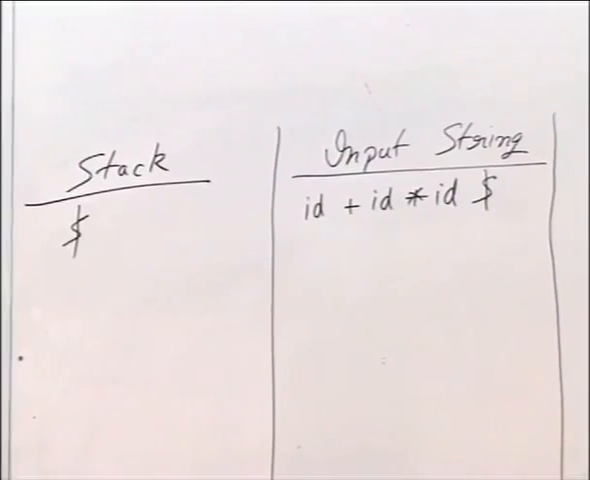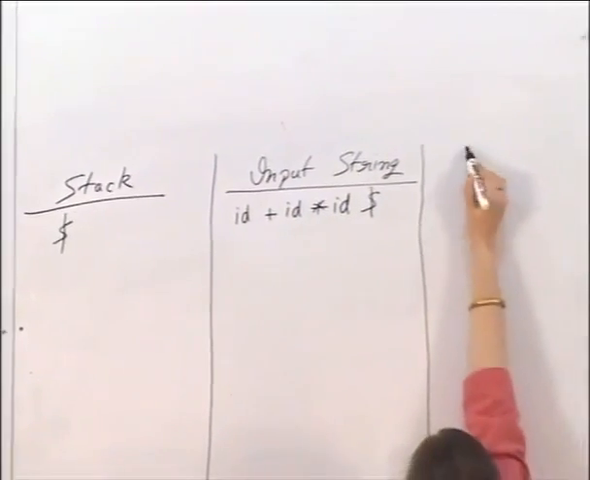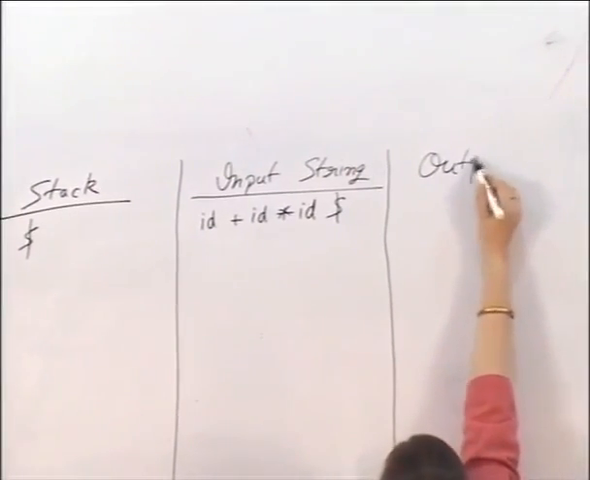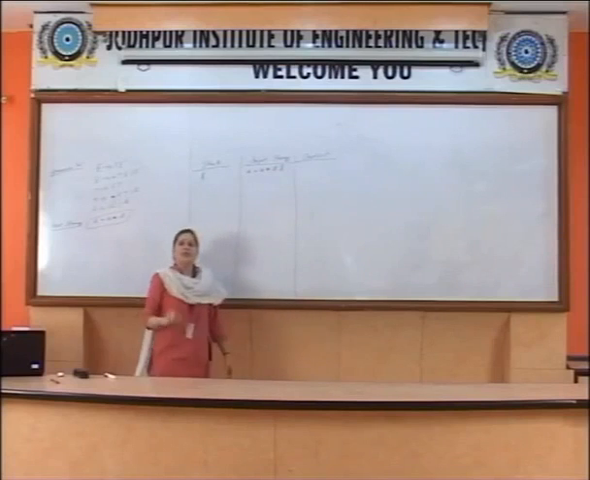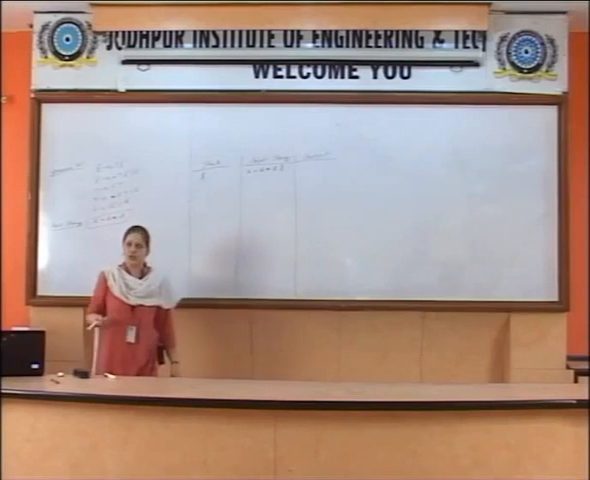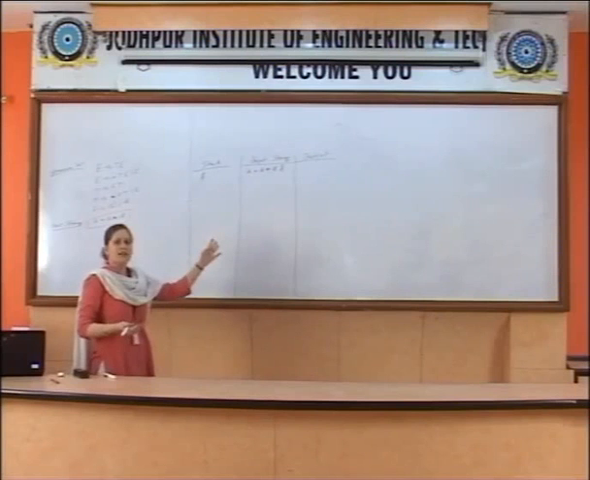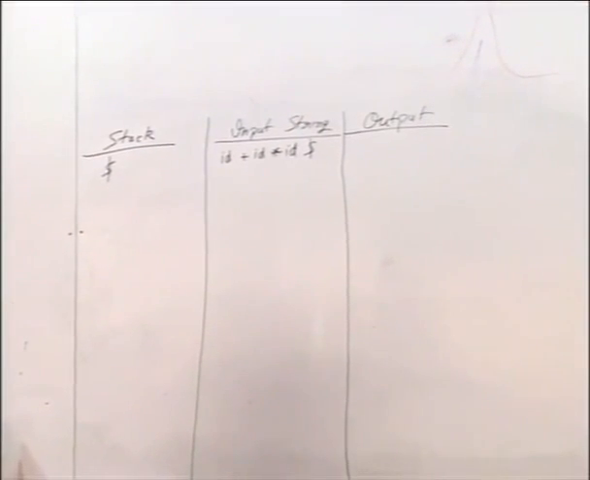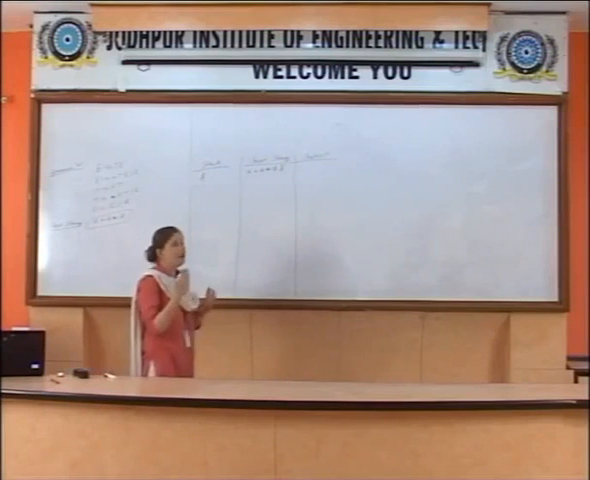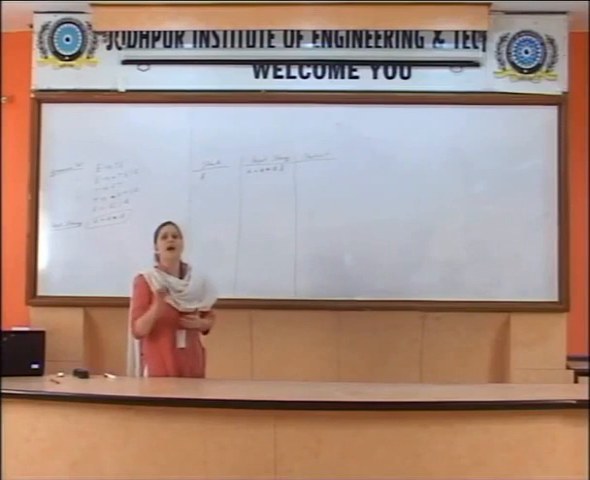Thirdly, we have the output. This output represents the production by which I will be parsing the given input string. So for identifying the productions we are actually applying, we need to design a parsing table.